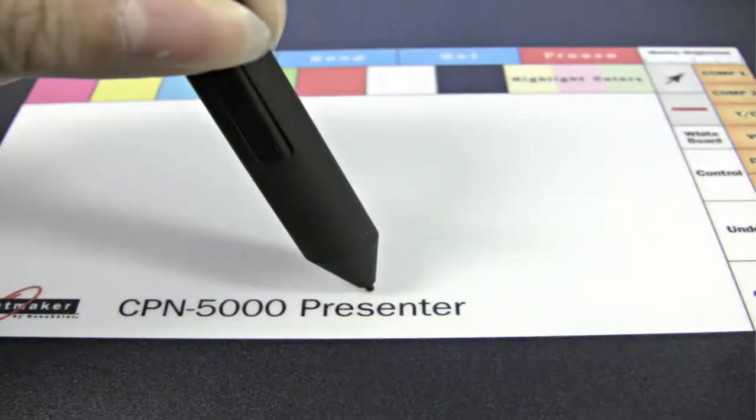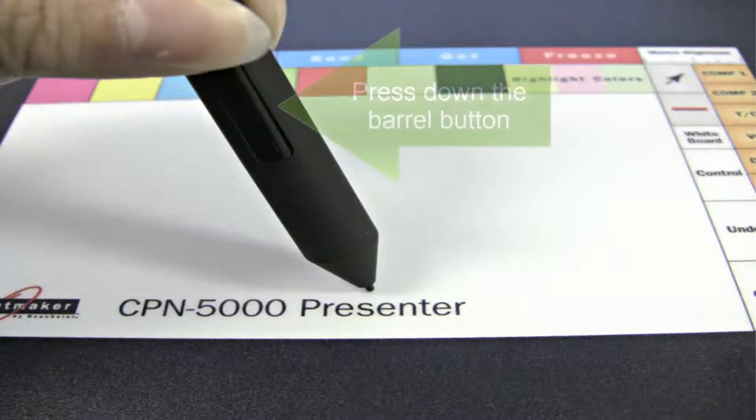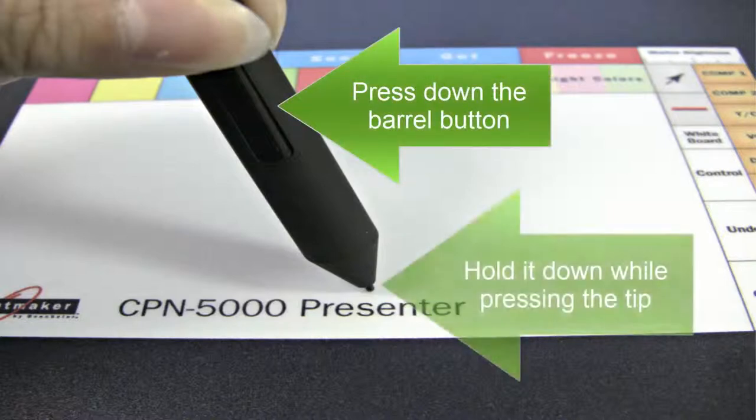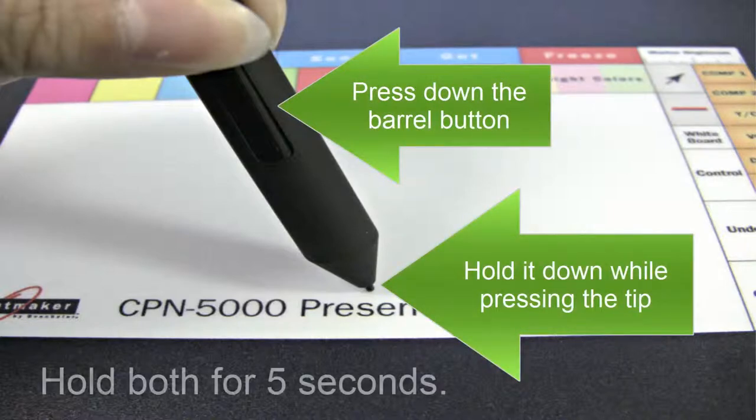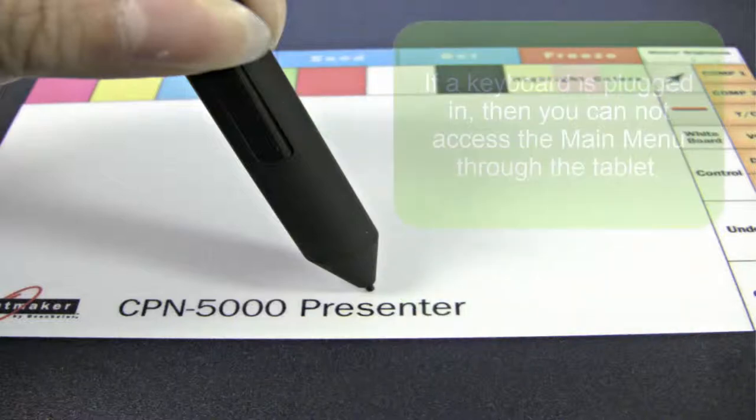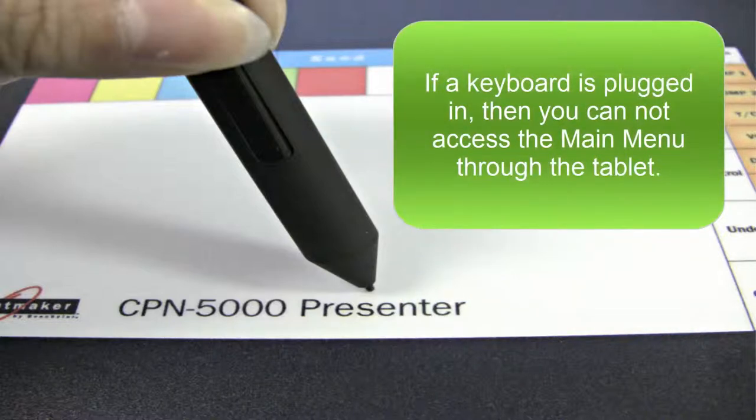If using the DTU30 digitizing tablet, take the attached stylus and press down the barrel button, then hold it down while pressing the tip button for 5 seconds. Note that if a keyboard is plugged in, then you cannot access the main menu through the tablet.